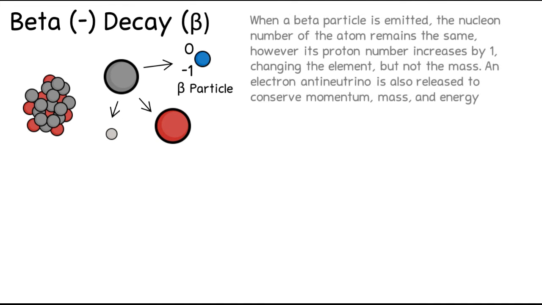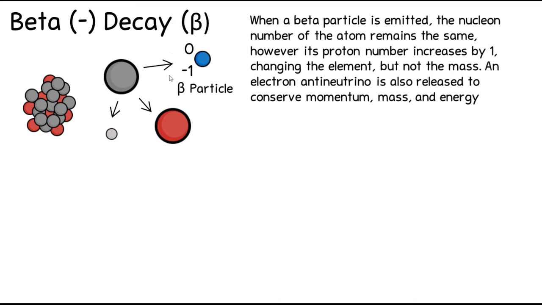Let's look at this over here. When a beta particle is emitted, the nucleon number remains the same, because if you think about it, you've got a neutron turning into a proton all inside the nucleus, so you're swapping out one nucleon for one nucleon. So the nucleon number will remain the same, but the proton number will increase by 1 because you're getting a new proton, meaning that the element will change, but the mass stays the same.